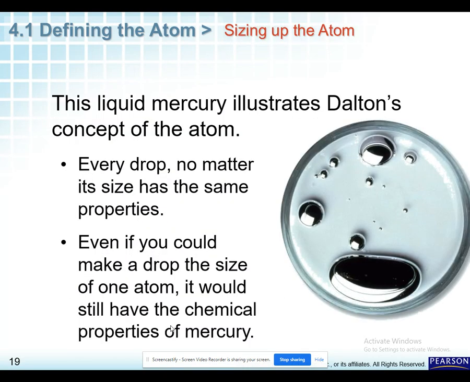So over here we have some liquid mercury, and it's going to illustrate Dalton's concept of the atom. Every drop, no matter if it's a big drop or a small drop, is going to have the same properties. Mercury is a liquid. If you ingest it, you can get mercury poisoning from it. It's considered a poison. And even if you can make the drop the size of one single atom, which means you wouldn't be able to see it, it's still going to have those same properties. It's still going to be a liquid. It's still going to have certain chemical properties of what it can bond with.